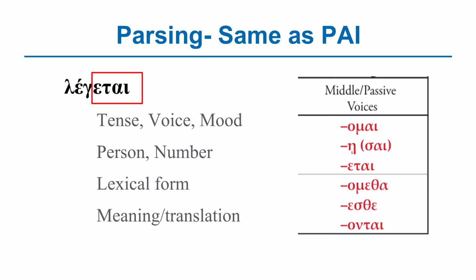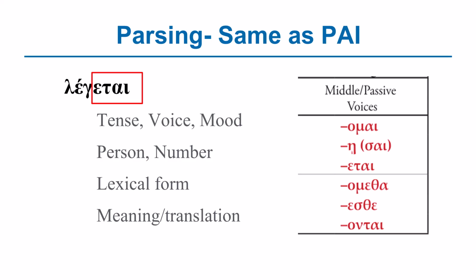Now, because it's a verb, you're not going to give its gender or its case. As I said, verbs do not have gender or case. Then after you've given these 5 things, you come to the lexical form. How does this word appear in the vocabulary? Remove the ending, attach omega on the stem, and what you have is lego. And that is its lexical form. That is how it appears in the vocabulary.